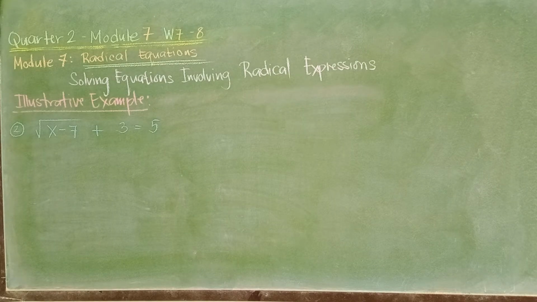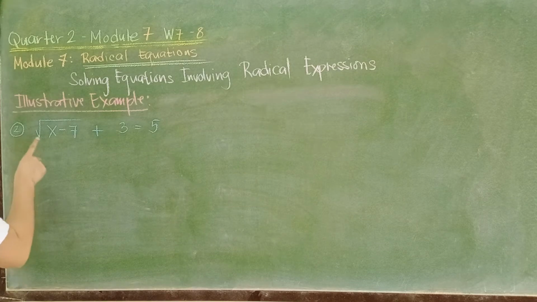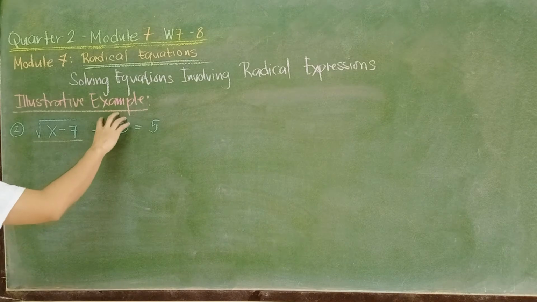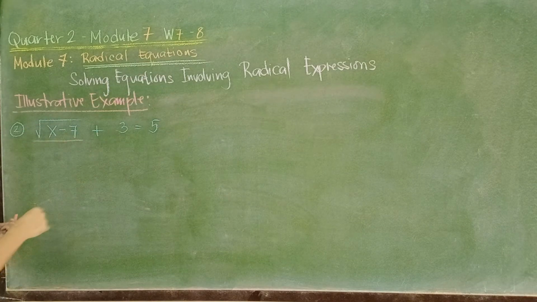Next illustrative example is number 2, which is square root of x minus 7 plus 3 is equal to 5. So again, ang unang gagawin natin is isolate muna natin yung term na may radical sign. And then the rest, i-transpose natin sa kabila. So for number 2, yung term na may radical sign is this one. So therefore, yung walang radical sign, i-transpose natin sa kabila.